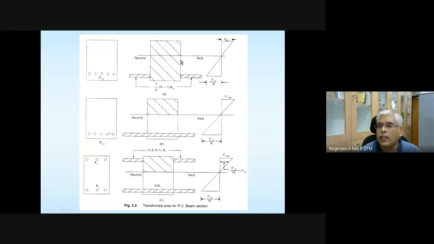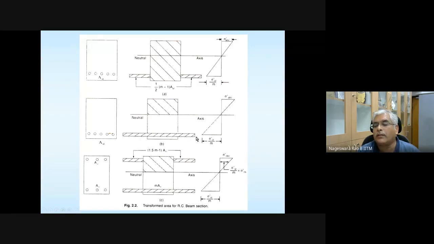Let's assume you keep on increasing the load. When you keep on increasing the load, what happens? The concrete below the neutral axis is going to be subjected to tensile stresses, and the tensile strength of concrete is only approximately 10% of its compressive strength. So when your tensile stresses increase, concrete below the neutral axis is not going to be effective. It's going to get cracked. It's not going to be effective in taking any of the tensile stresses, and then only steel is going to be effective.